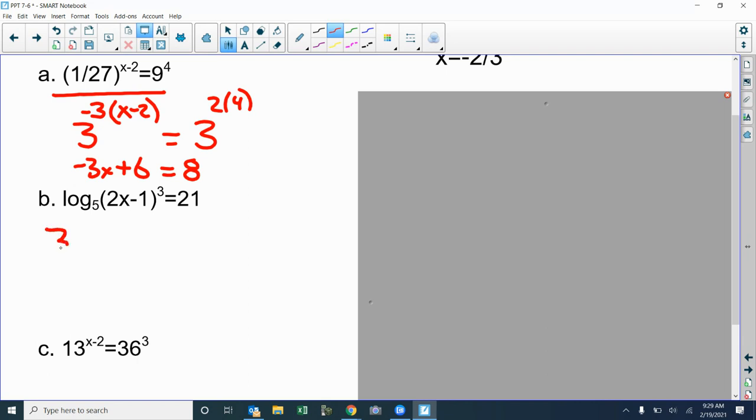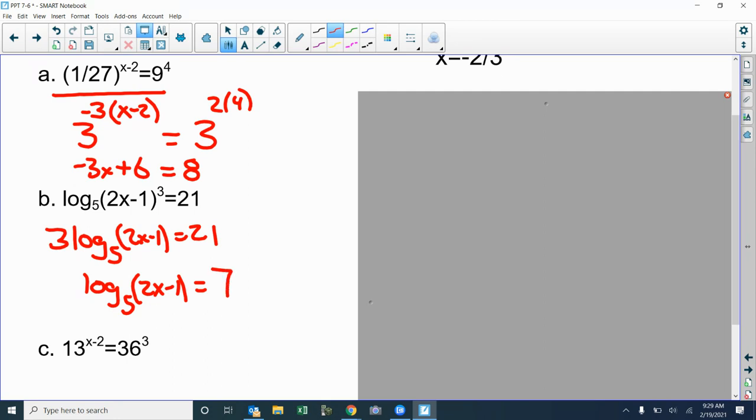So if I bring it out front, I got 3 log base 5 of 2x minus 1 equals 21. Now I can divide by it. Divide both sides of the equation. Log base 5 of 2x minus 1 is equal to 21 divided by 3, which would be 7. So now I've simplified the log. I'm ready to write it in exponential, step 2.